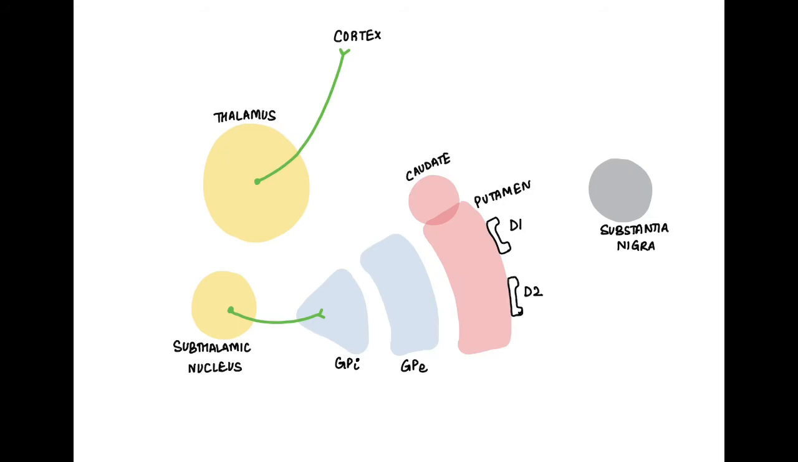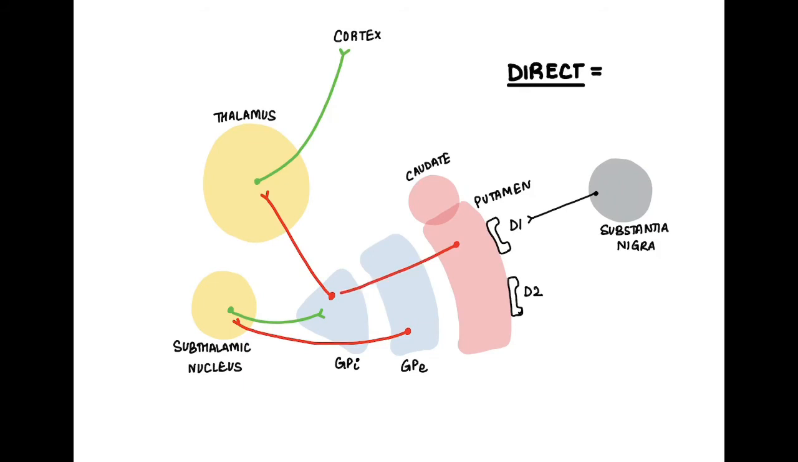Globus pallidus internus sends inhibitory neurons to the thalamus normally, and globus pallidus externus sends inhibitory neurons to the subthalamic nucleus. And now the direct and indirect pathway is going to be very simple for you. So firstly, I'm going to talk about the direct pathway. What happens when the D1 receptors are stimulated? The striatum is then going to send inhibitory neurons to globus pallidus internus.